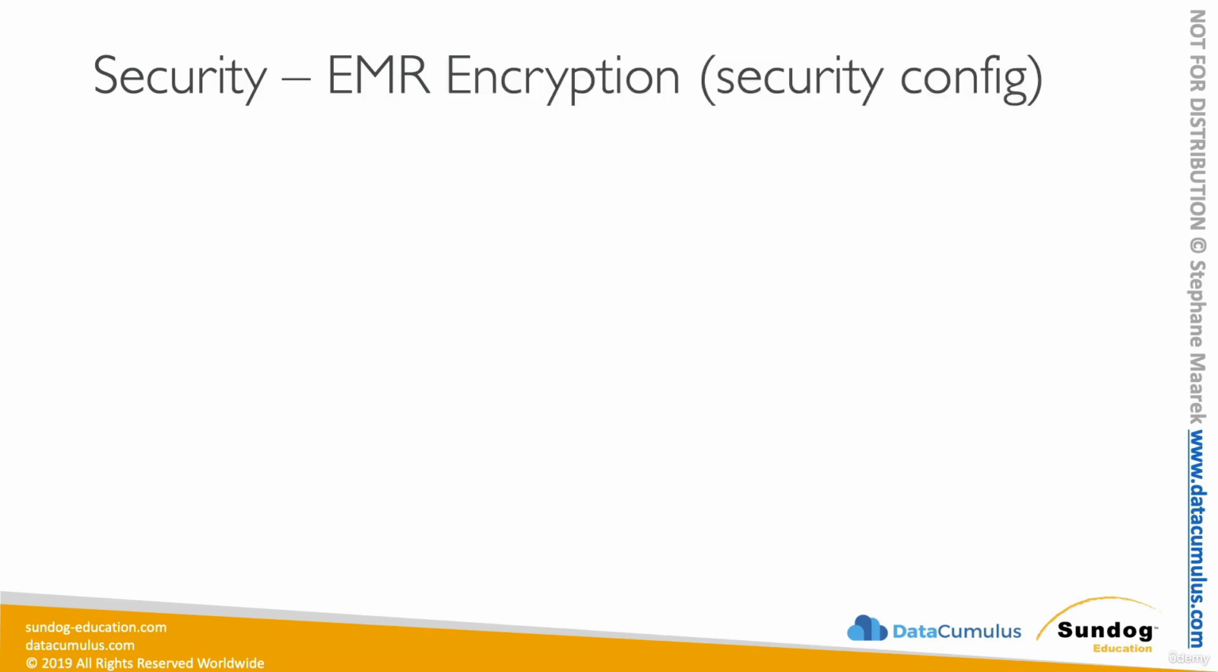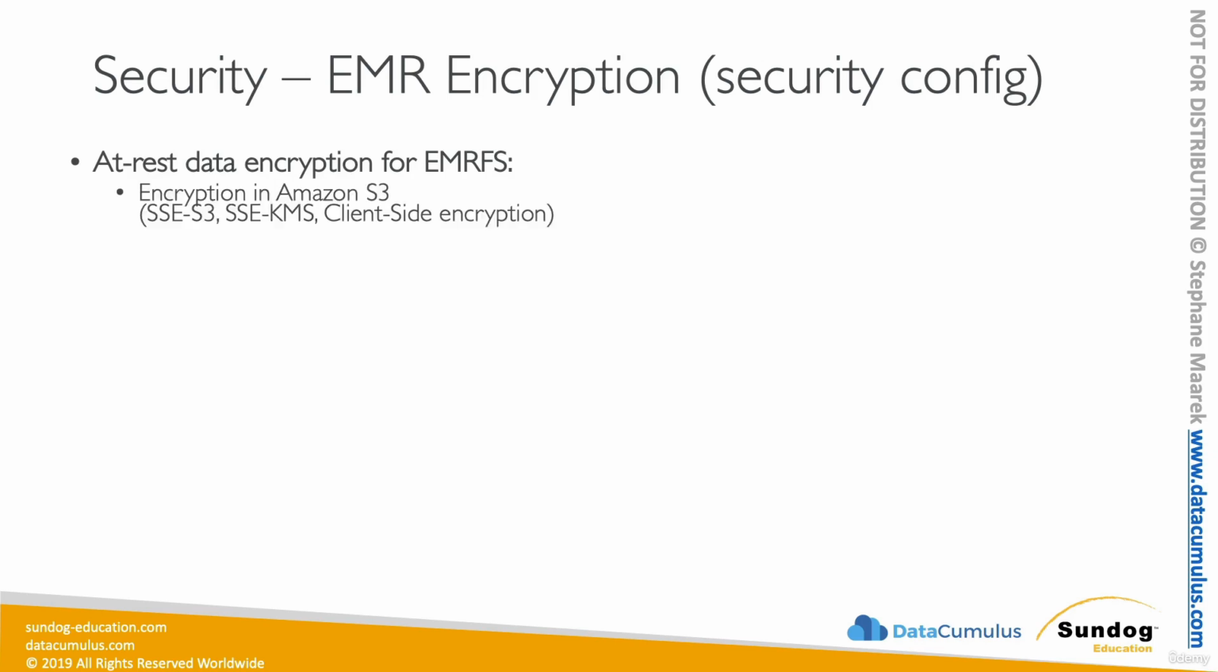Okay, the next topic for EMR is EMR encryption, and it's super important to remember everything I'm going to say. So we have at-rest data encryption for EMRFS. EMRFS is when your data lives on Amazon S3. As such, we need to encrypt the data in Amazon S3. So we have 3 different options. We have SSE-S3, SSE-KMS, or even client-side encryption. So 3 kinds. As you can see, the 4th kind, SSE-C, is not supported by EMRFS.